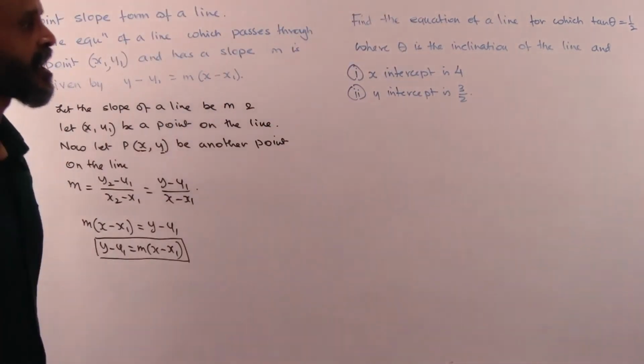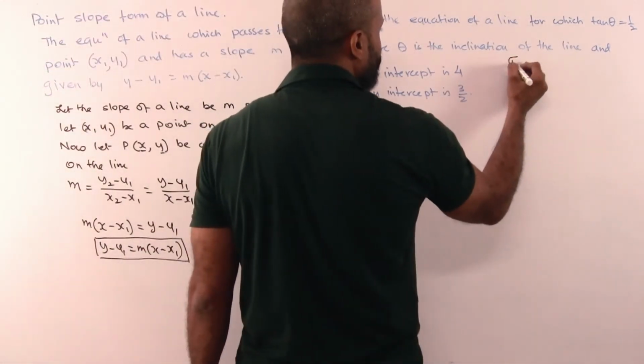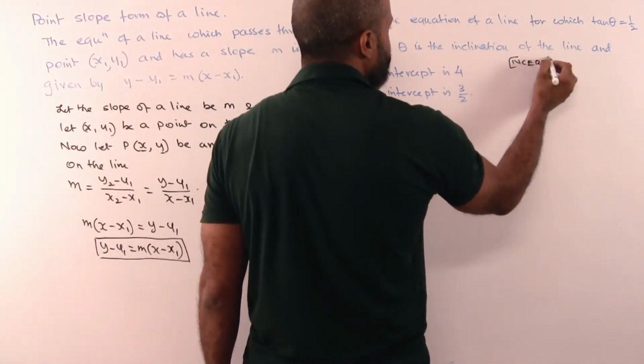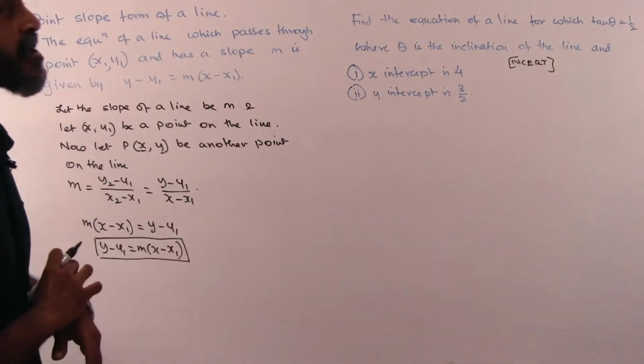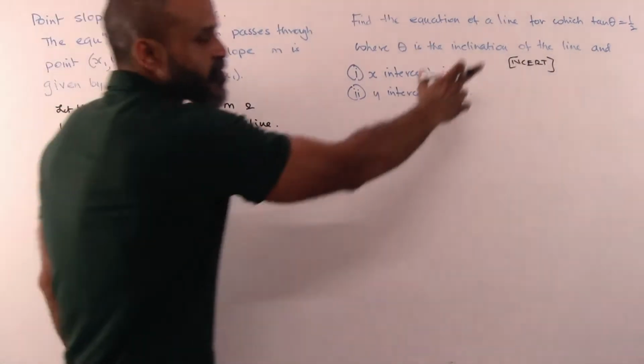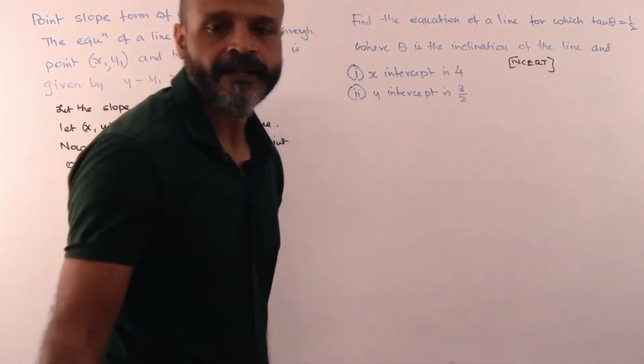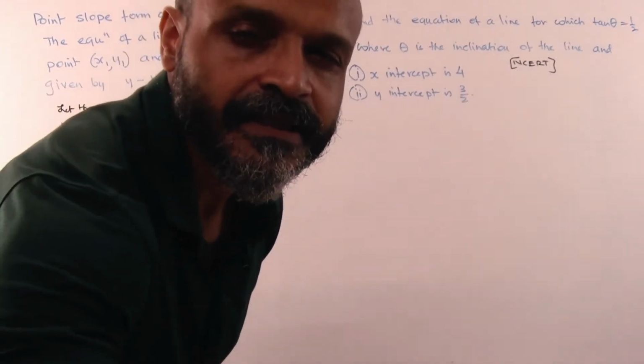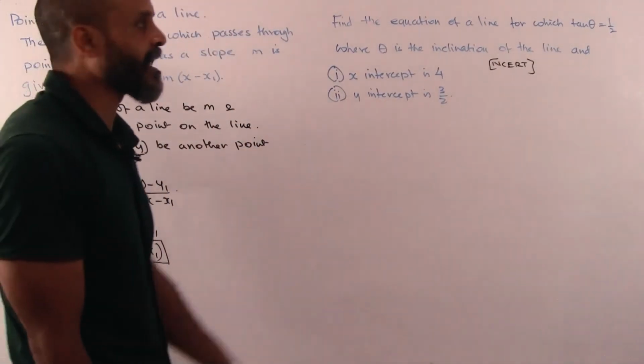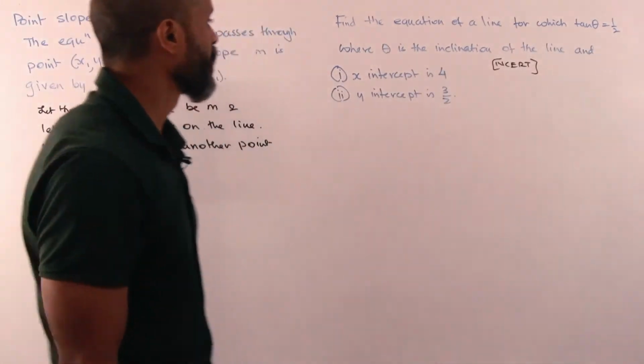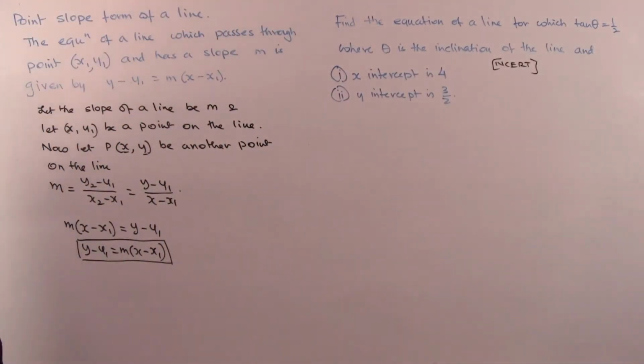On that basis we have a question. This question is from NCERT. Find the equation of a line for which tan theta is equal to 1 by 2, where theta is the inclination of the line. Is this visible? Let me just check.